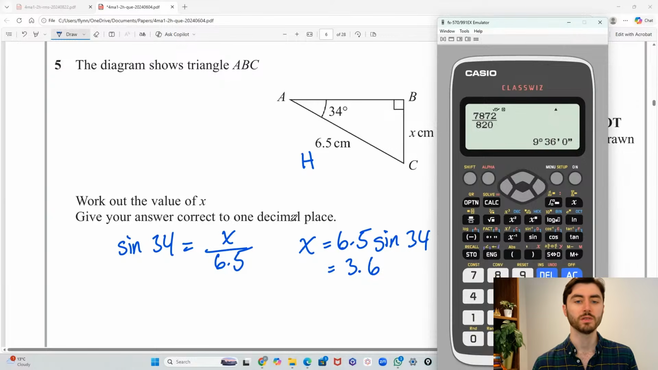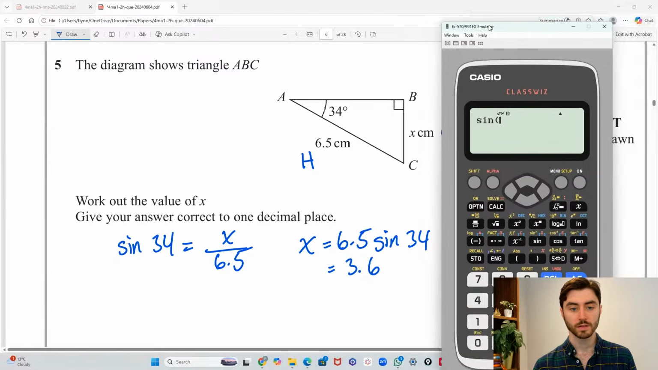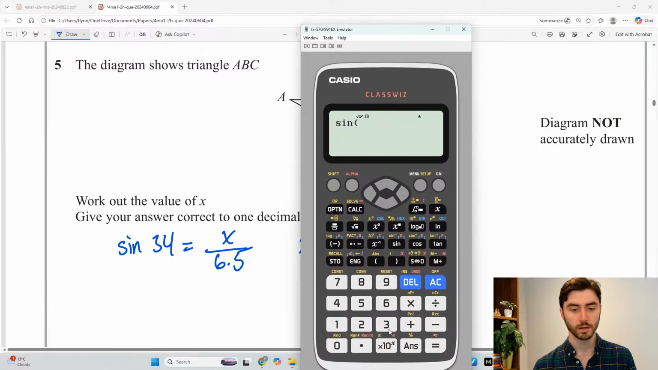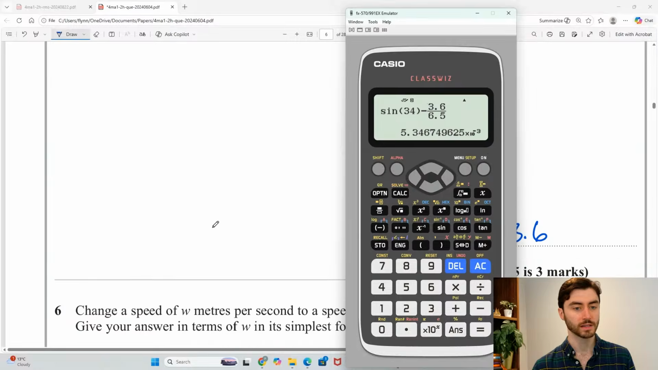So in fact, what I'll do there, so it's true that that's how SOHCAHTOA works. So sine 34 is opposite over hypotenuse. What I'm going to do is rearrange that, and I'm going to do sine 34 minus my answer of 3.6 over 65, and I should get something close to 0, which I do. So that is correct.